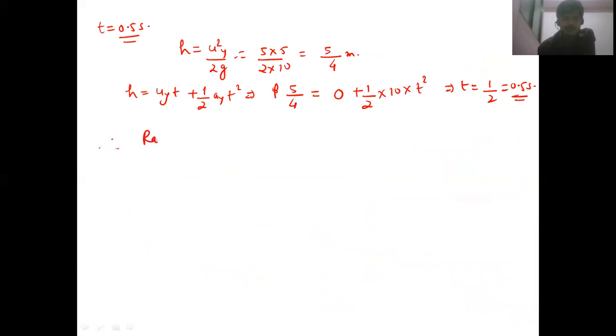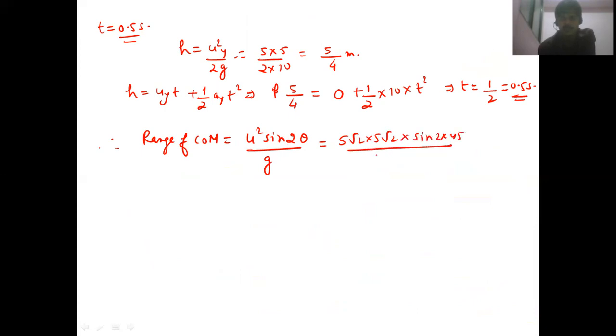Range of center of mass, I can tell that it is u square sine 2 theta upon g. So u square will be 5 root 2 into 5 root 2, and sine 2 into 45 will be sine 90, upon 10. So it is coming as 5 into 5 into 2 upon 10. Means if the particle has not split up, then the center of mass will be landing at 5 meter from point O, but the particle has split up.